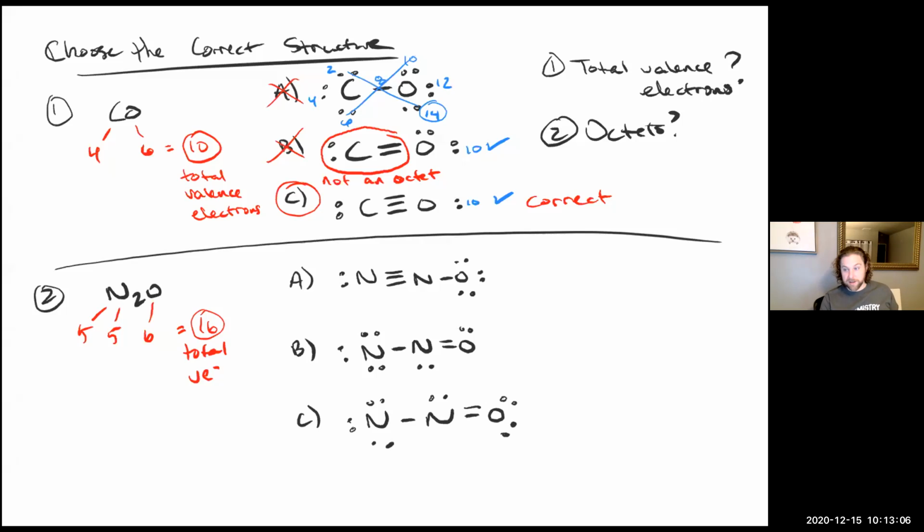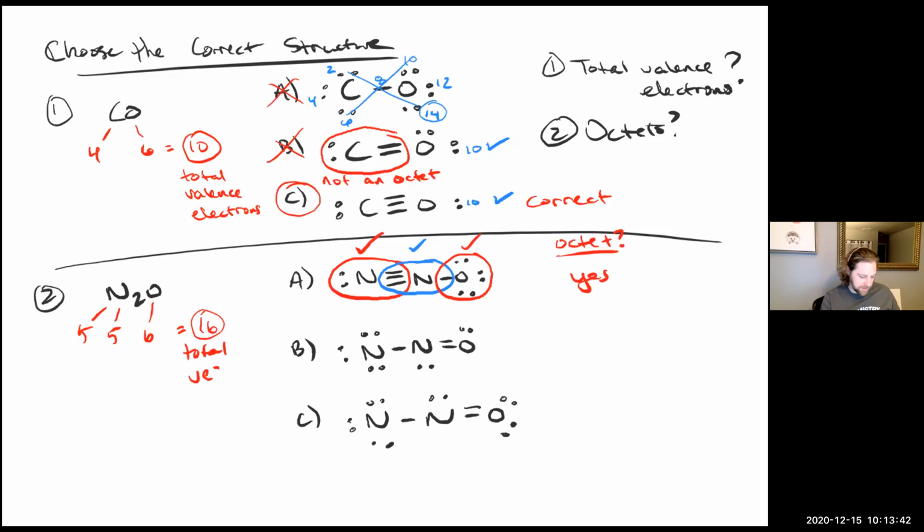Let's start by checking octets. We'll flip it and check for octets. So that is an octet. That is 8. And then the middle nitrogen has 4 lines coming off of it, and each of those is 2, so that's an octet. And then this last oxygen has a bond and 3 sets of 2 dots, so that's also 8. So A, everything is an octet.